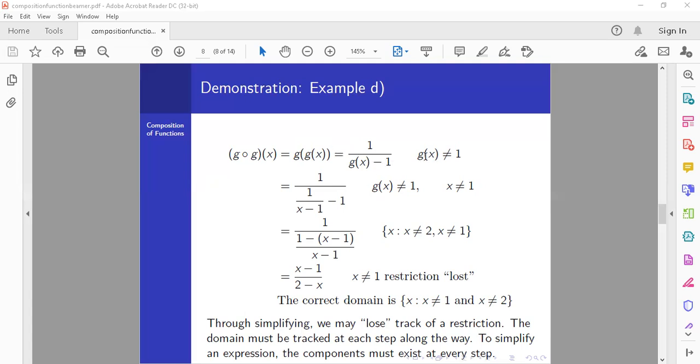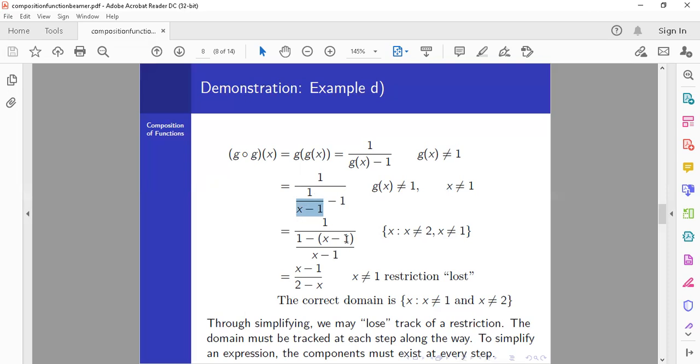Now, right away, we already know that g of x can't be equal to 1. If it is, I divide by 0. So then I replace the g with its own rule, 1 divided by x minus 1. And in this case, I still have that g can't be 1. And now with the addition of adding that g in there, I now have that x can't be 1, because if I put 1 in, I get a 0 divisor in the bottom of this fraction right here. I get 0 there. So I can't have 1 in.